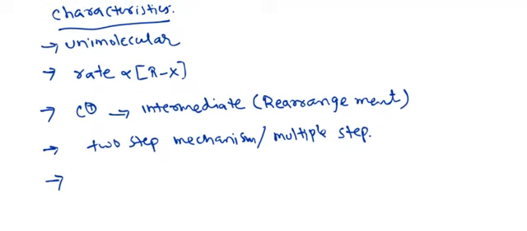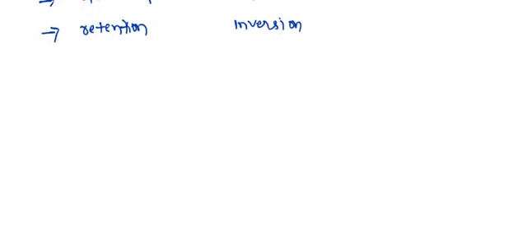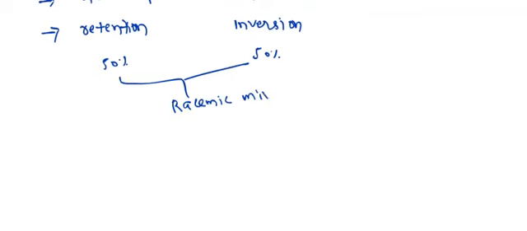Either we will get both retention and inversion. If retention is 50% and inversion is also 50%, racemization will occur and we will get a racemic mixture. But here complete racemization will not occur in SN1.